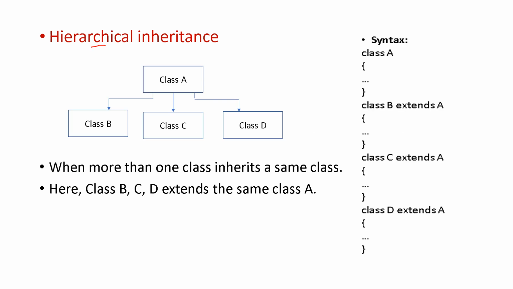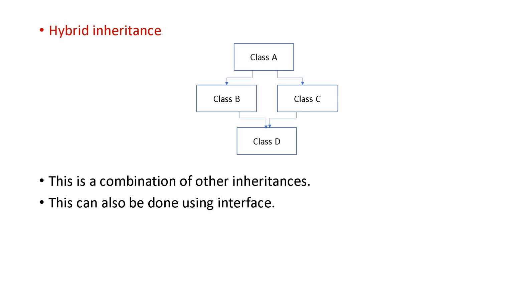Next is hierarchical inheritance. That is one base class and many child classes or derived classes. So class A is the base class, B has been derived from A, C derived from A, and D is also derived from A. This is hierarchical inheritance. The last one is hybrid inheritance. That is a combination of other inheritances. It can also be done using interface.